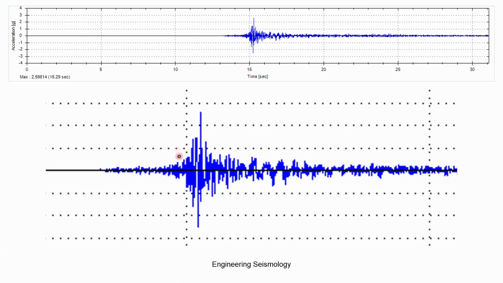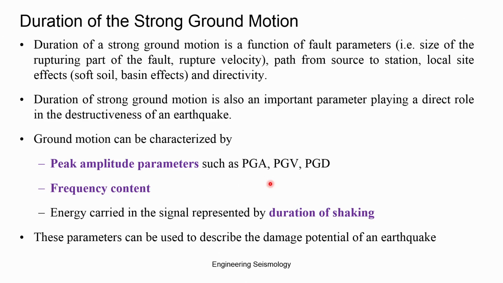This data will indicate how many cycles are repeating, and how long these cycles go beyond some prescribed value, which is discussed in the duration. As we have seen with sustained acceleration, damage depends not only on amplitude but also on how many times it repeats. How many times it repeats can be reflected in the form of period or duration. The duration of ground motion is a function of fault parameters, that is the size of the rupturing part of the fault, rupture velocity, path of the source and local site.